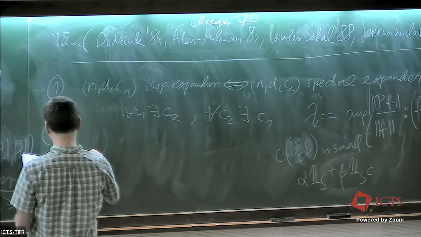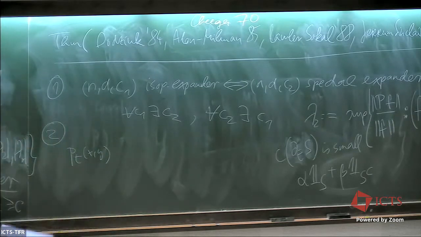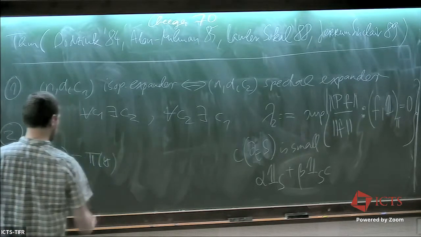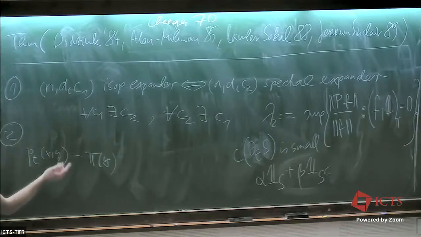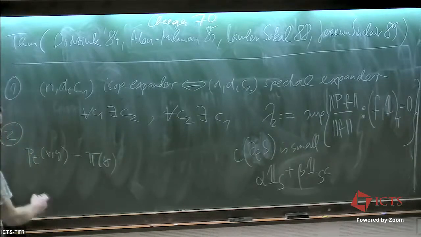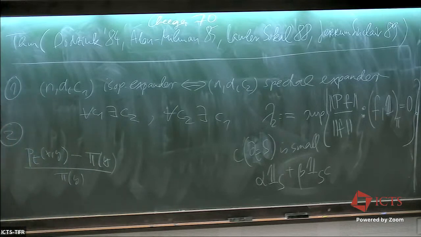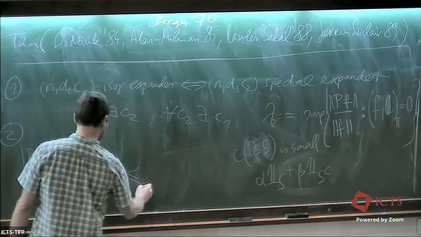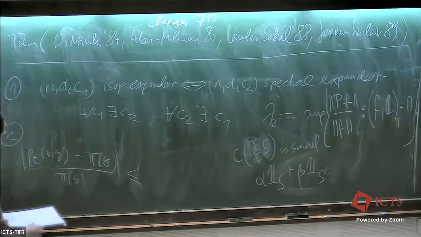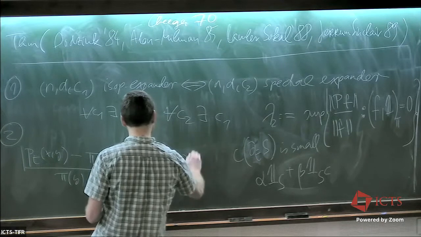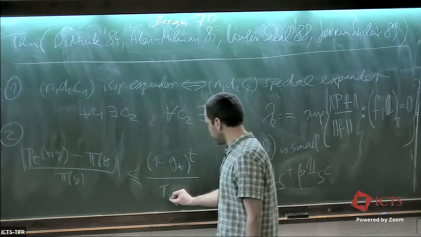So P_t(x,y), right? This is the probability that starting from x at time t, I'm at state y. How do I say that I'm close to stationarity? Well, for any fixed x in an irreducible aperiodic Markov chain, this will converge to the stationary distribution. So the difference will be small, but I want to make it small compared to the actual stationary distribution of y. And actually, for every x and y, this is at most (1 minus g star) to the t divided by pi min.